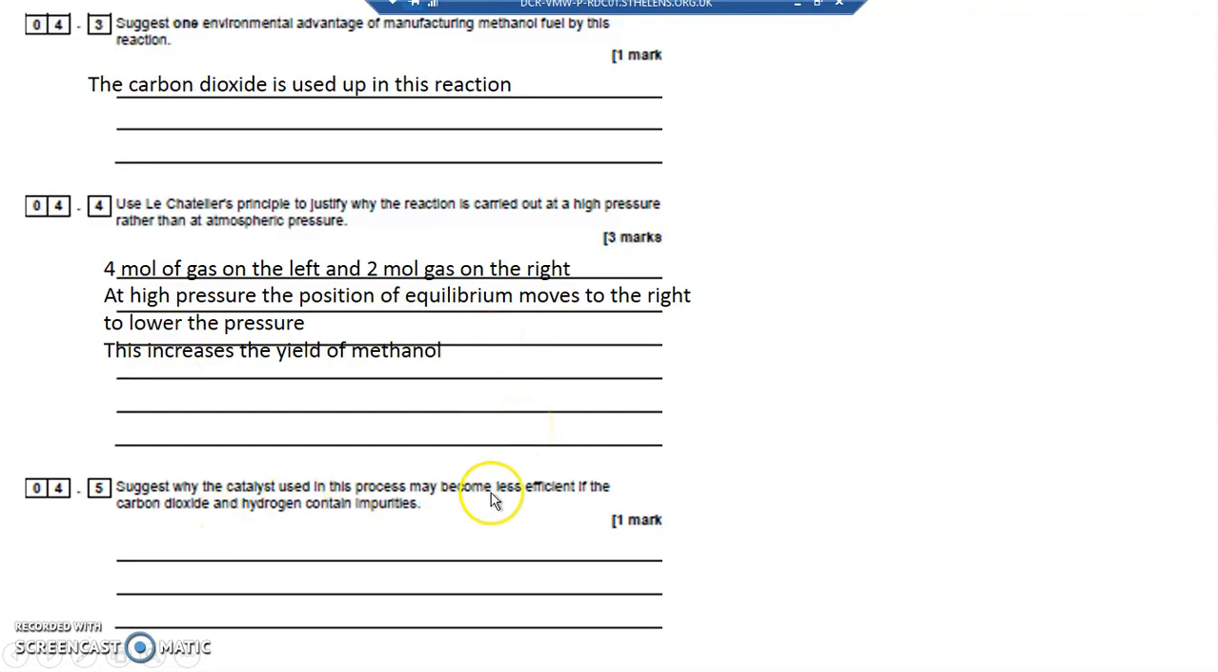Suggest why a catalyst used in the process may become less efficient if carbon dioxide contains impurities. Well, a catalyst has got active sites just like an enzyme. So it locks in the molecules and brings them close together. So impurities will block these active sites.